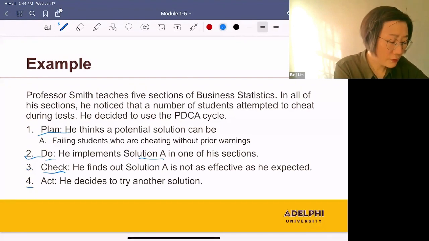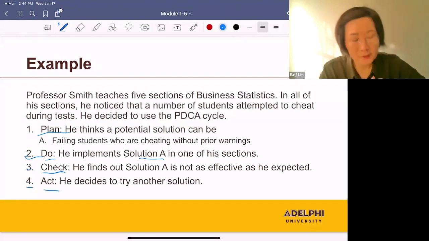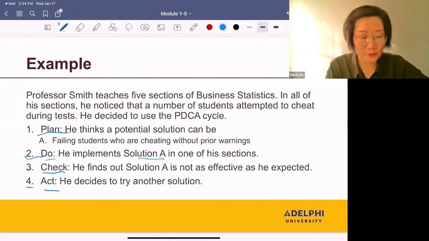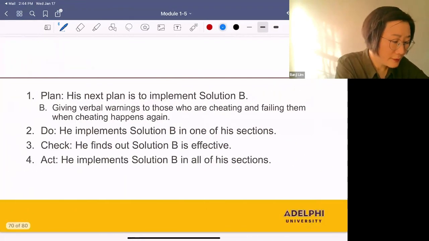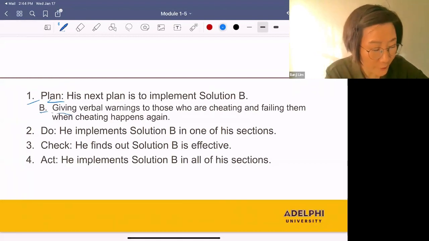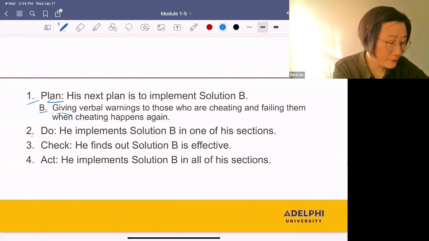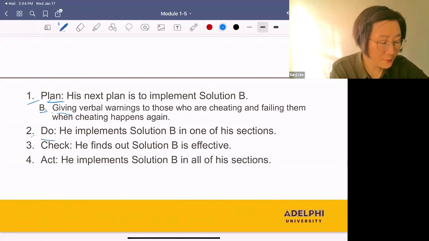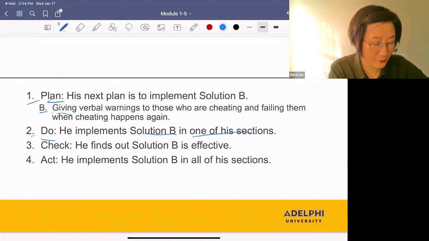So for act, he decides to try another solution. So he's going to do another cycle. In the next cycle, his next plan is to implement solution B, which is giving verbal warnings to those who are cheating and failing them when cheating happens again. And next, do, he implements this solution on a smaller scale in one of his sections.